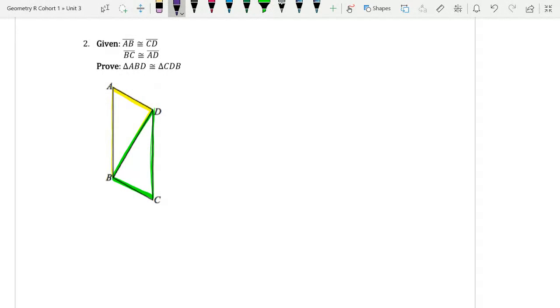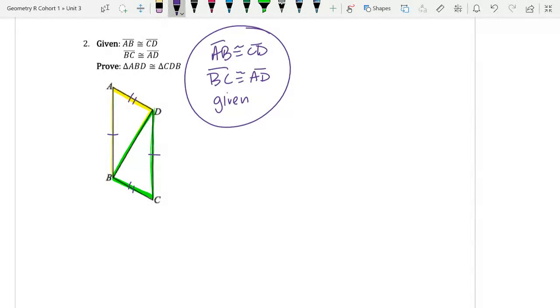Okay, so the first given, AB is congruent to CD. That's just a set of segments. AB is congruent to CD, label it in your picture. And BC is congruent to AD. That's also just a set of segments, so I'm going to put them in the same bubble. If you made separate bubbles, it's okay. Why did I know those were true facts? They were given to me as true facts, so we'll just say given. You have to say given there.